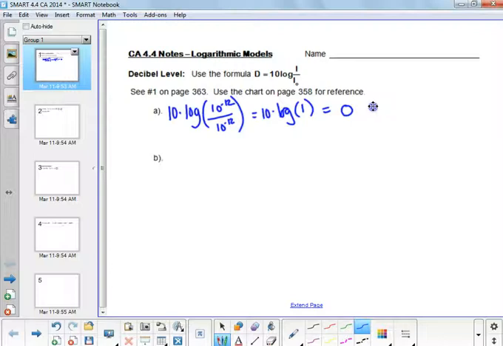There are 0 decibels if you're just at the threshold of hearing, because it will not make any sort of sound for you. Part B says the threshold of pain is 1 watt per square meter. So in the formula, it's 1 over 10 to the negative 12th. The denominator is always the threshold of hearing, 10 to the negative 12th. For this, I'm going to type it in my calculator. Log of, I get 120 decibels.